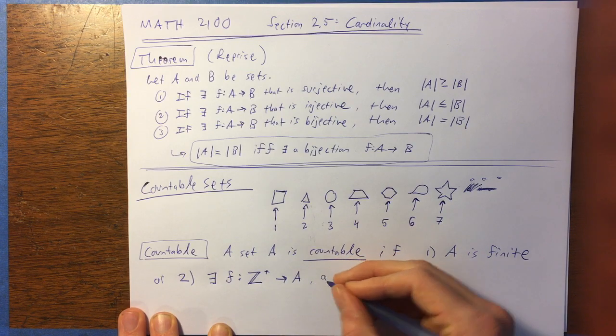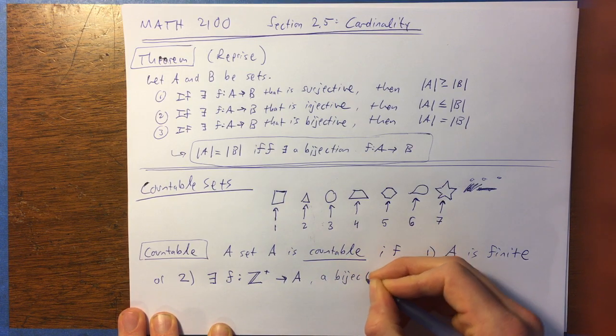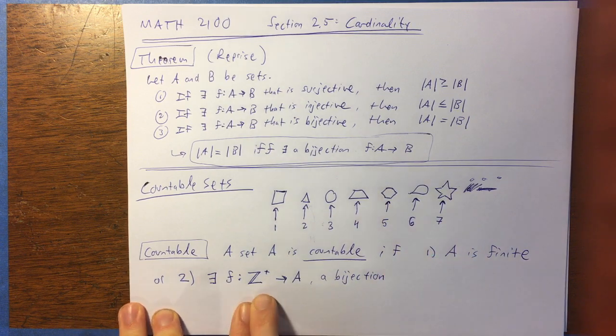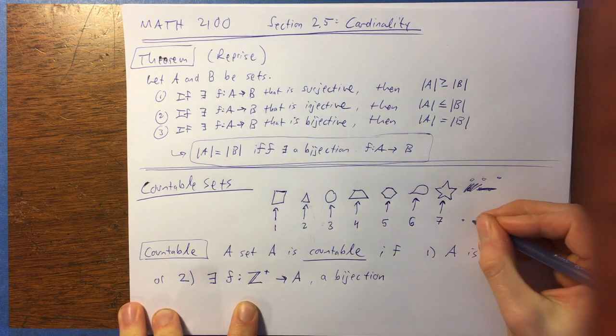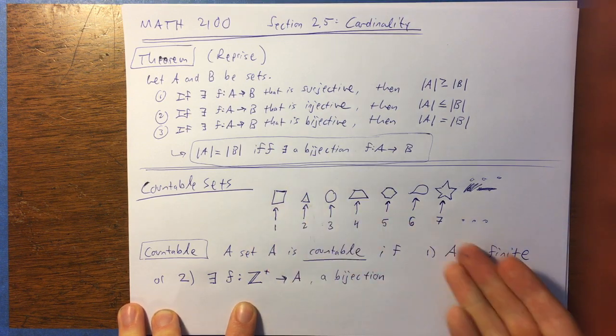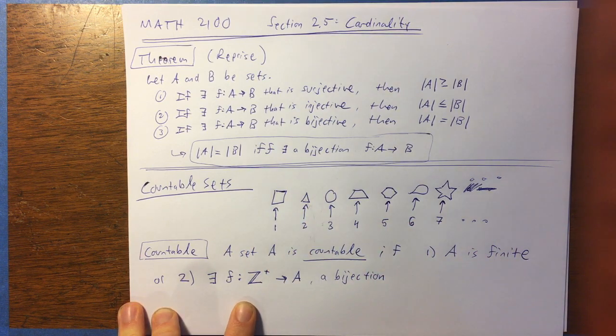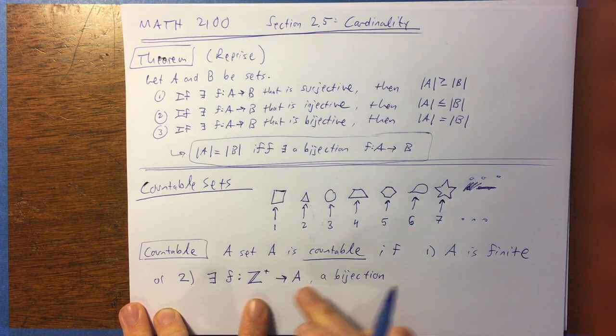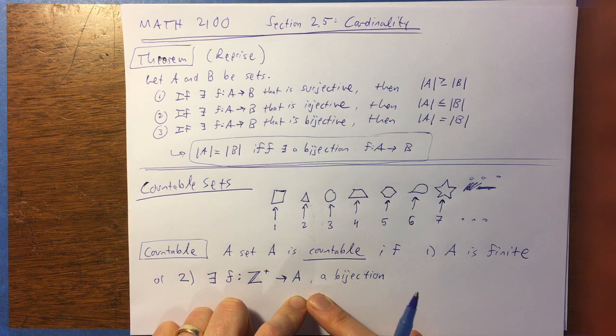A bijection. The reason it's coming from the positive integers is because the positive integers are the numbers that we use to count with: 1, 2, 3, 4, 5, 6, and so on. You start counting with 1, at least I do. Maybe if you're a programmer, you start counting with 0, which would be the natural numbers. But we're going to go with positive integers because that is the most natural approach here.